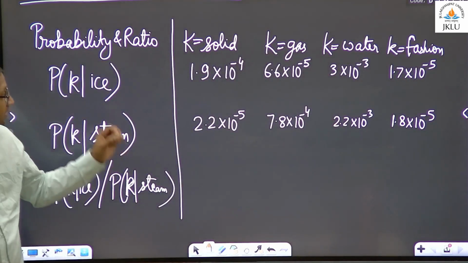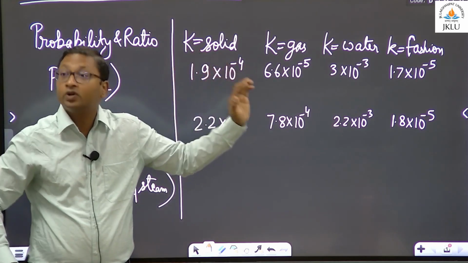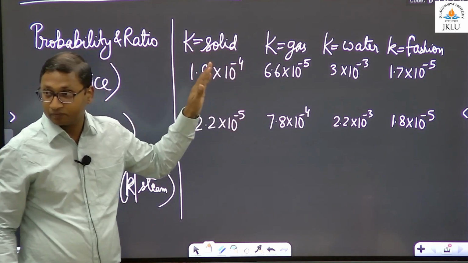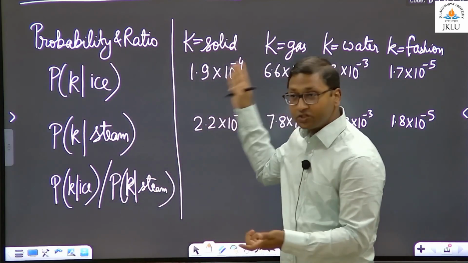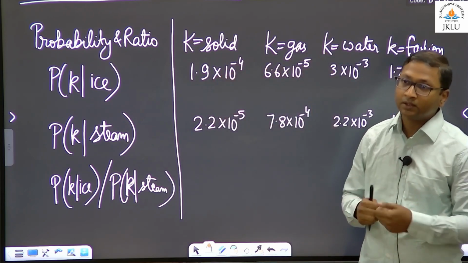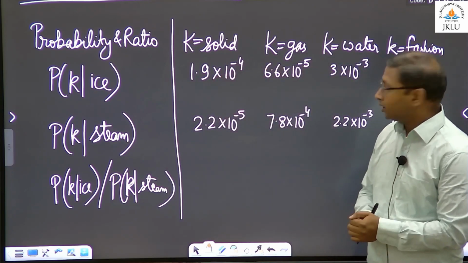This is just from their corpus. We don't have to take this too seriously. Why 1.9 into 10 to the power minus 4? You change the corpus and these numbers will change.